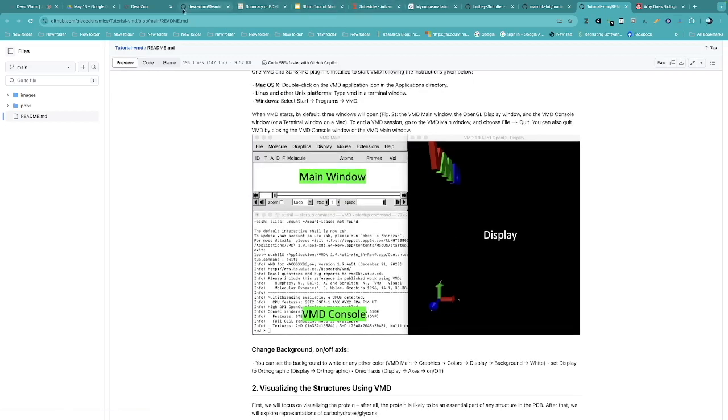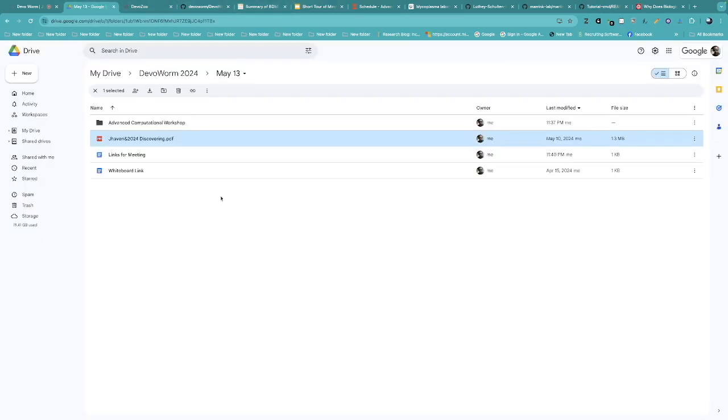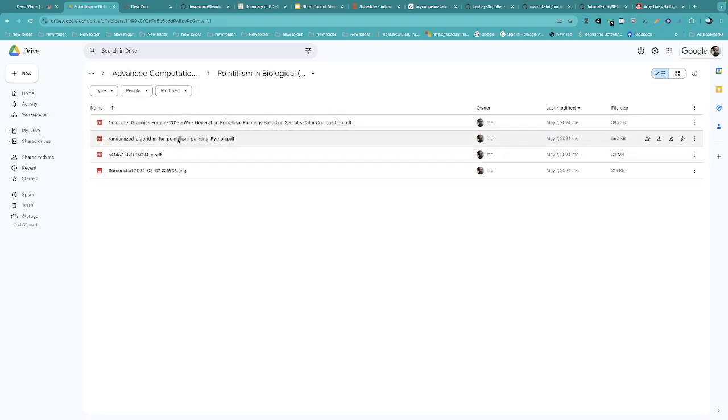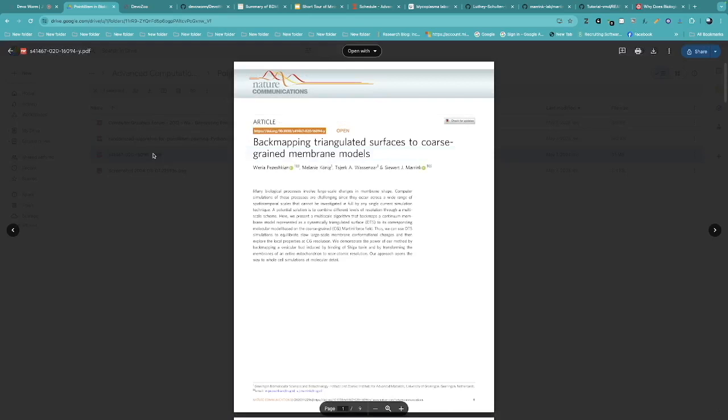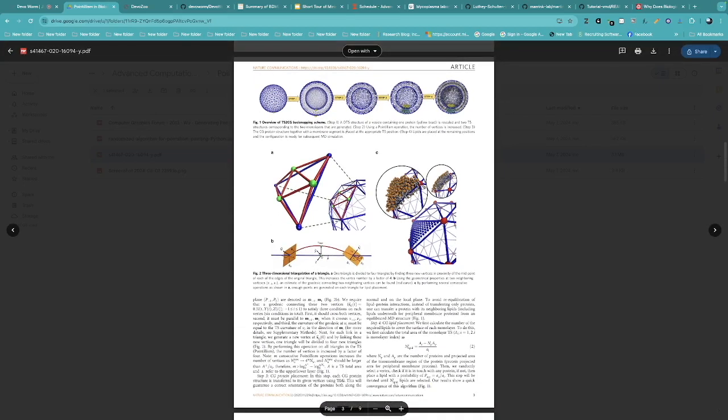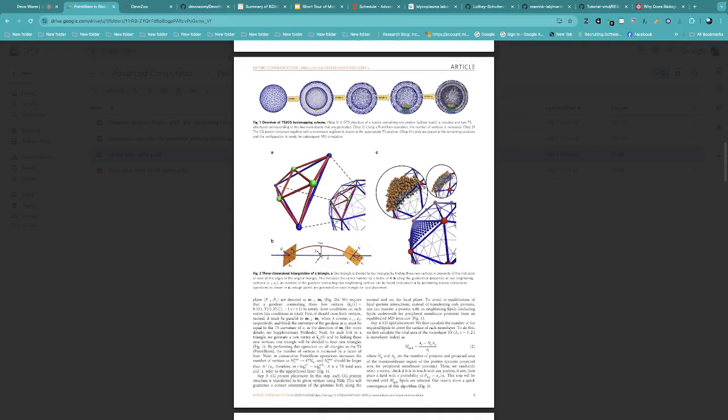So I wanted to get back to one last thing before we go, which is to talk about this pointillism aspect. I found a number of papers. So this is the Pezeshkian paper on backmapping triangulated surfaces to coarse-grained membrane models. And in this paper, they talk about this pointillism process. So they talk about backmapping on a lattice by introducing these points. So you can see these points on the triangle. And so you're trying to refine this mesh in terms of its shape and in terms of what's inside of it. So you're using these points to do that.